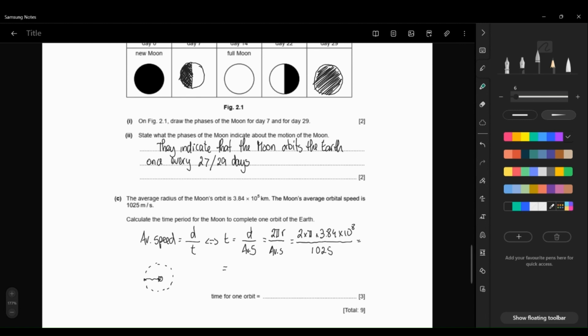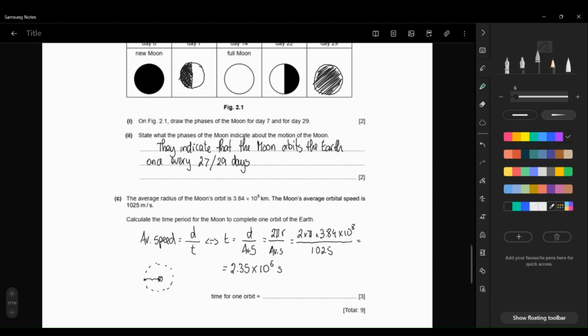Plug these values in on the calculator, and you'll have the value of 2.35 times 10 to the power of 6. What units are we calculating this time in? If you have here the distance in meters and the speed in meters per second, the time here is in seconds.